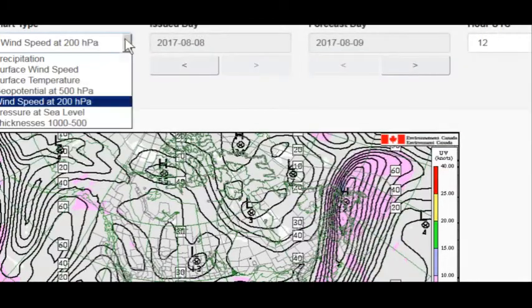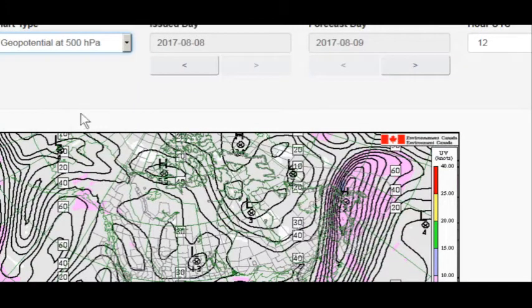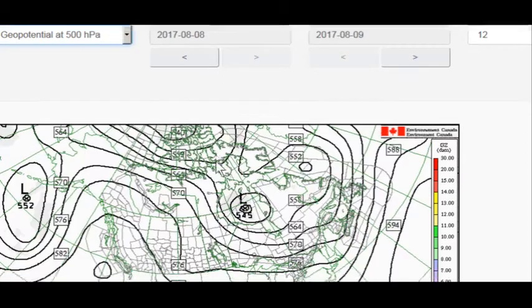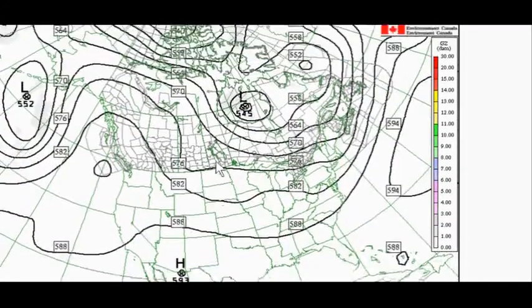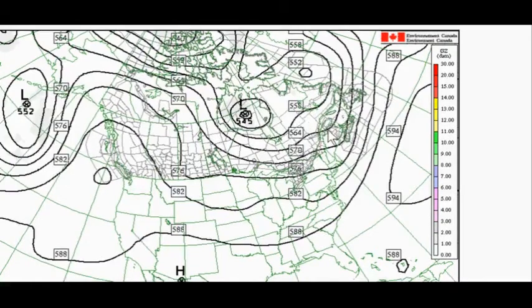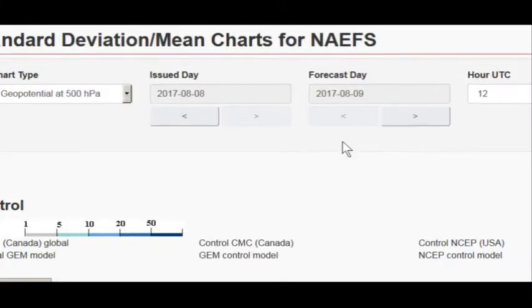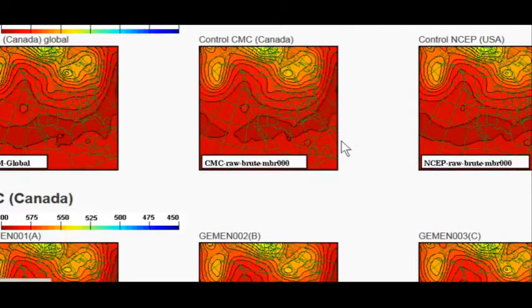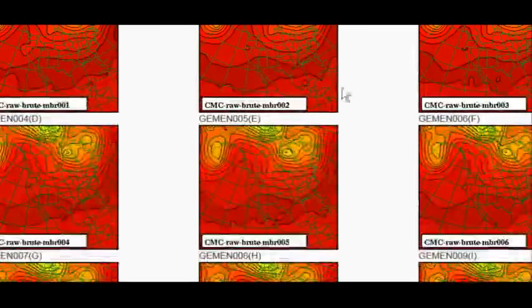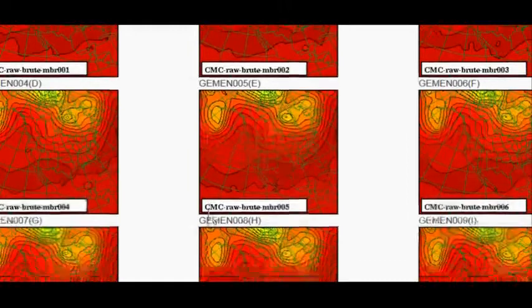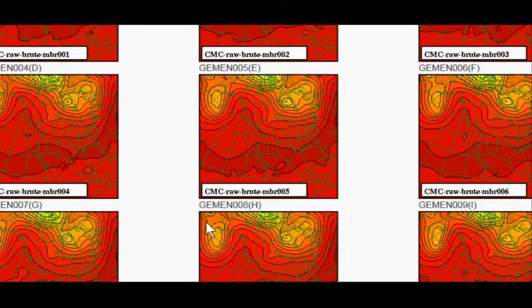In fact, let me see if I can bring up a height field here. Let me bring up geopotential. This will show us kind of like pressure. Okay, so we're looking at a forecast for right now. So all the models pretty much agree on this. And if you look at the individual members, they're all pretty much showing the exact same pattern because this is very easy to forecast. This is just like a 12-hour or 24-hour forecast.